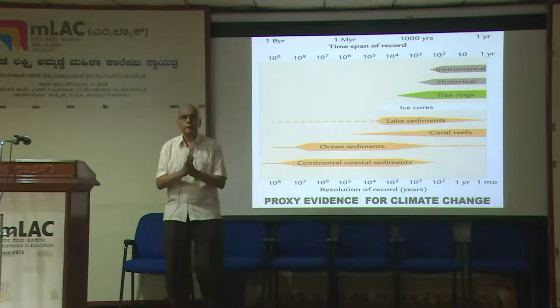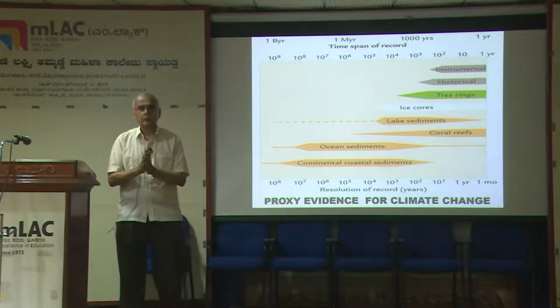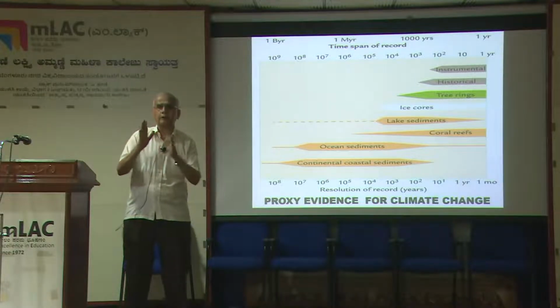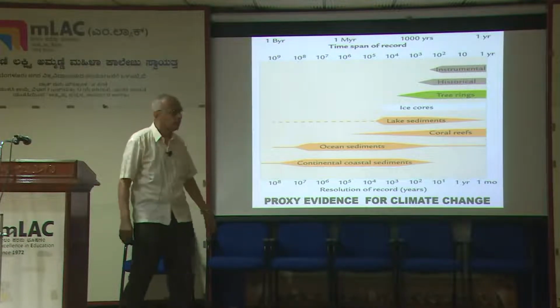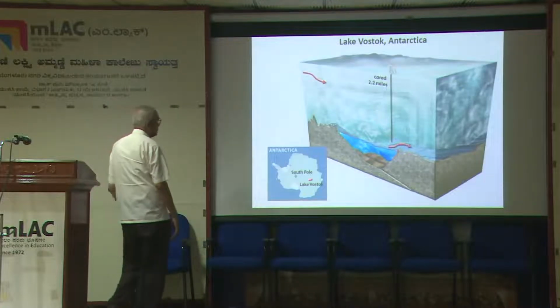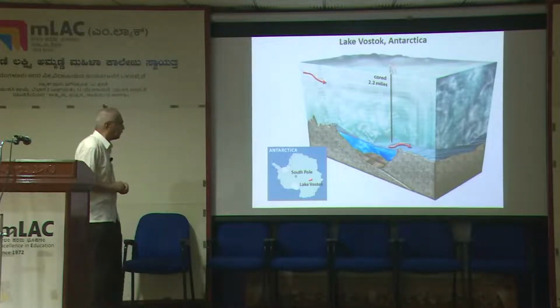Remember, these are not very accurate. One cannot be sure within 0.5 degree or something, but it gives you a clear idea of whether it was an ice age or a warm climate. Next slide tells you the most interesting thing done in the last 50 years.